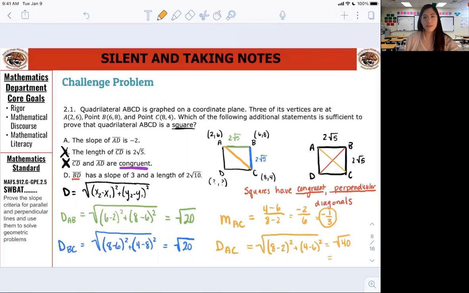Okay, so square root of 40, is there a factor of 40 that is a perfect square? Or 4, right? 40 is 4 times 10. Well, what's the square root of 4? 2. So this is the same as 2 times the square root of 10. Is answer choice D our answer? Yes. It sure is.